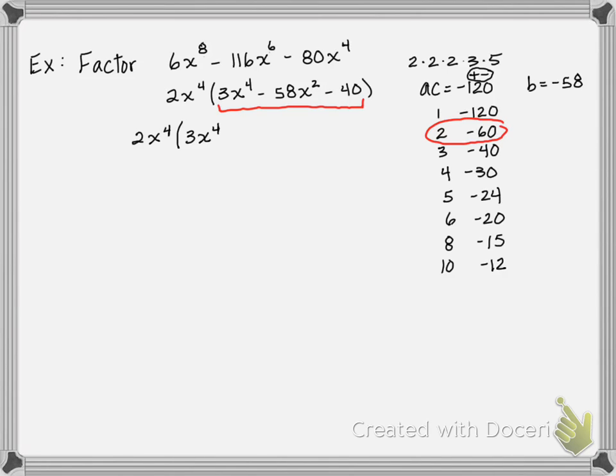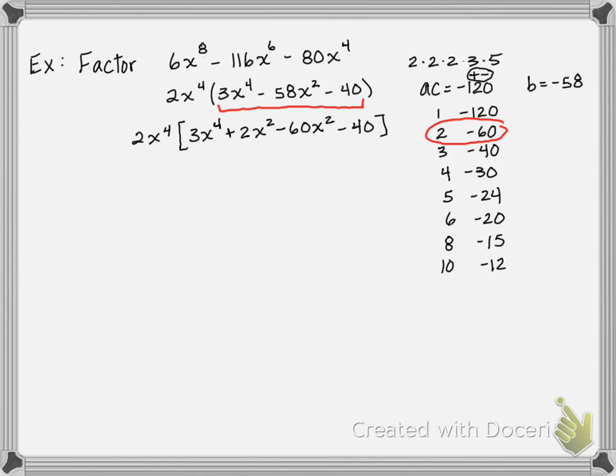Actually, I want brackets. So 3x to the 4th plus 2x squared minus 60x squared minus 40. Everybody cool with that?